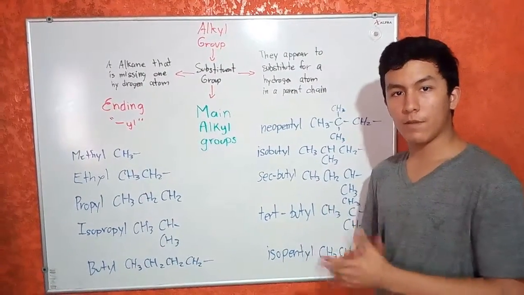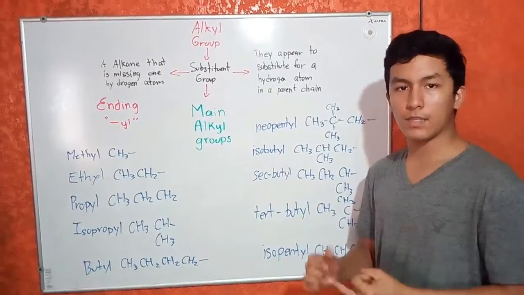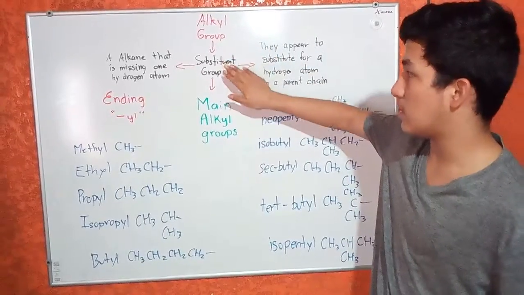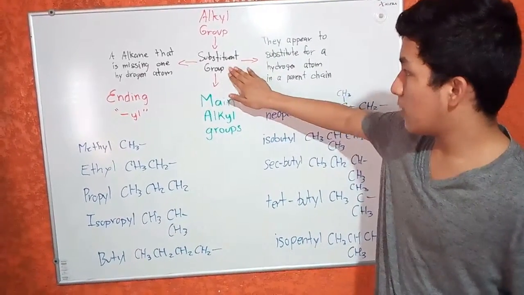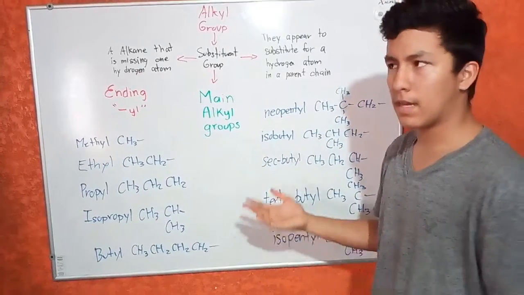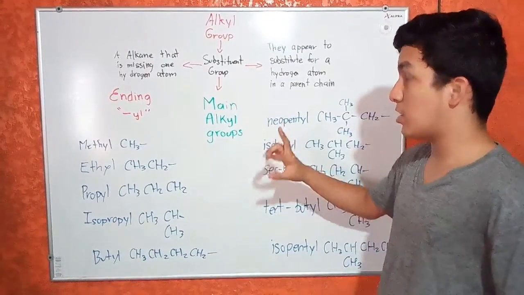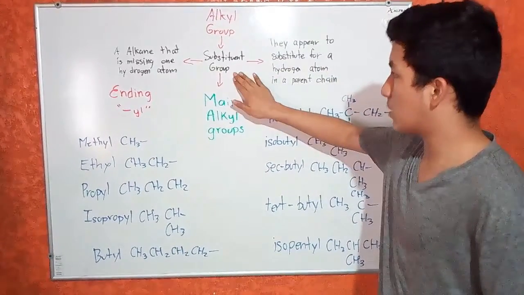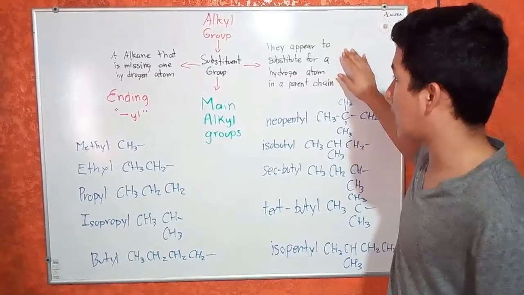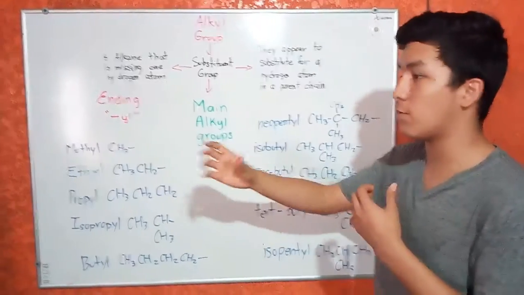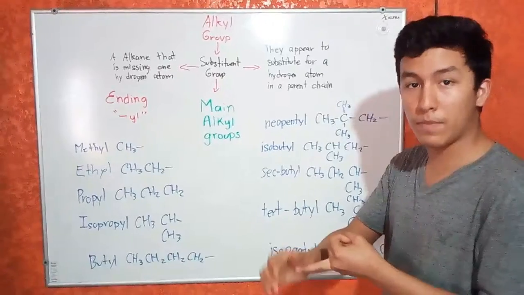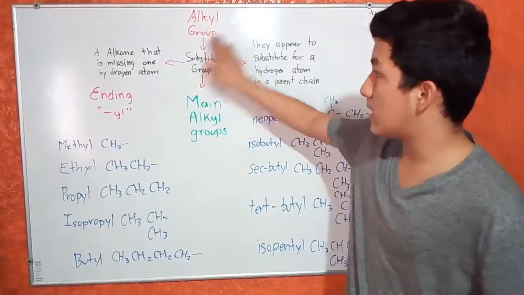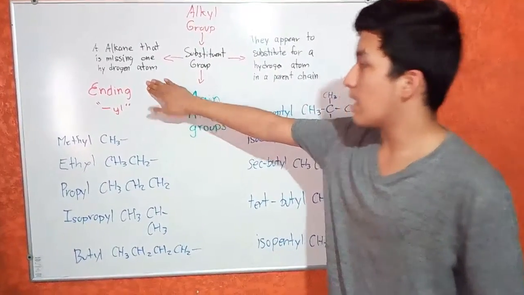Well, before starting naming the different compounds that include the alkanes, alkenes, and alkynes, we must understand what is an alkyl group, also known as a substituent group. The definition of each one is also the same, but they change a little in the structure. In a substituent, they appear to substitute for a hydrogen atom in a parent chain or main chain in which the double bond or triple bond appears, or maybe just in the alkane that is the largest one. And the alkyl group is an alkane that is missing one hydrogen atom.